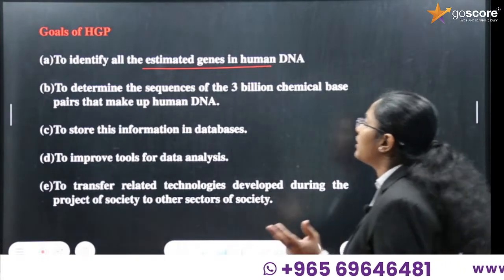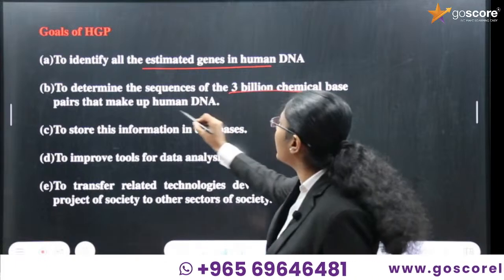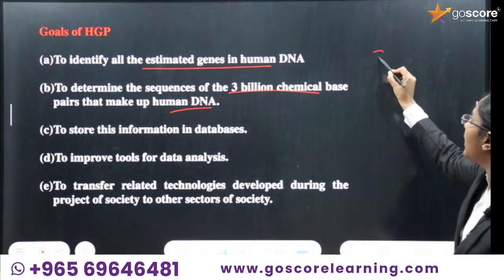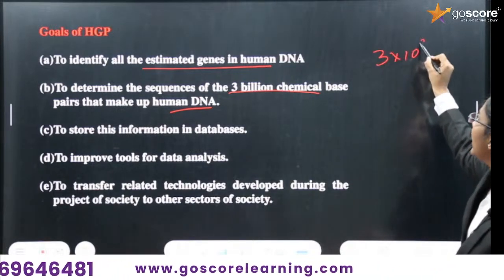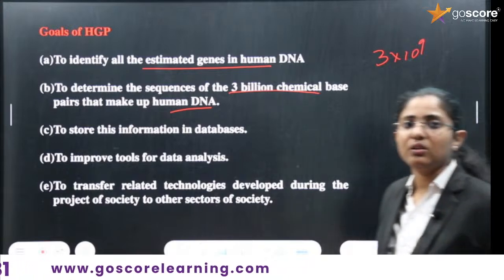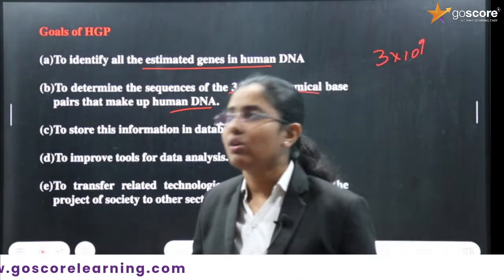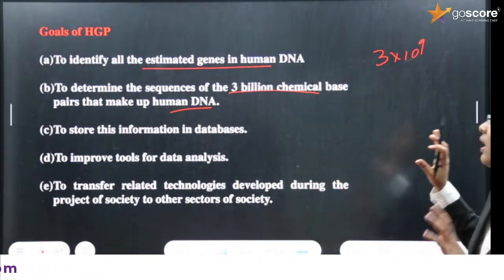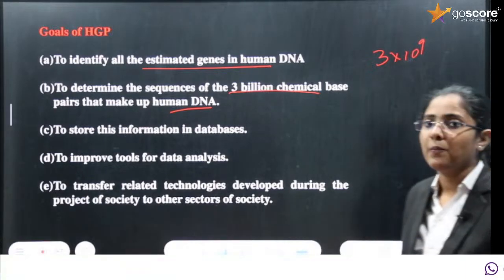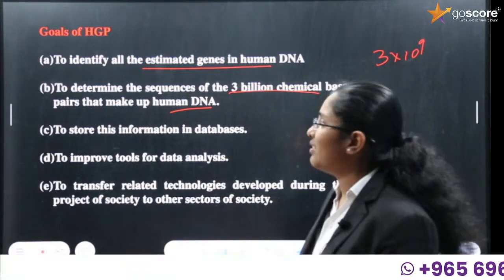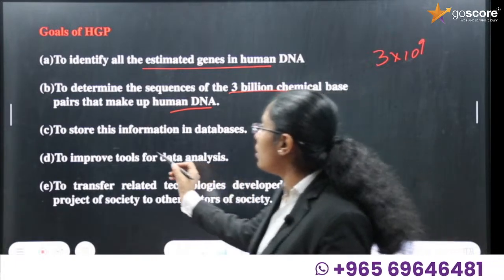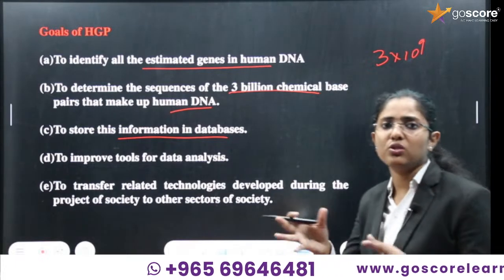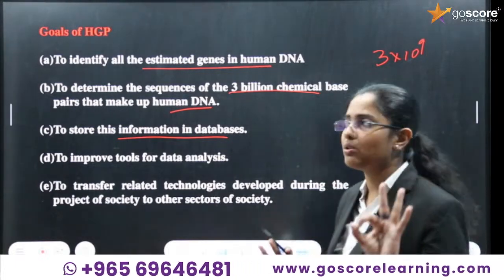Next goal, to determine the sequences of the 3 billion chemical base pairs that make up human DNA. See, human DNA has 3 into 10 raised to 9 base pairs. So, to determine the different sequences present in these 3 billion chemical base pairs, the Human Genome Project was established. Then the third one, to store this information in a database. Once it is identified, it has to be stored in our database. That is also one goal.